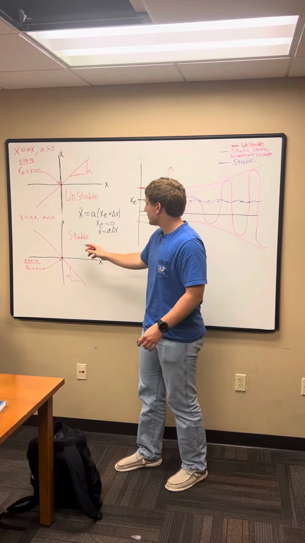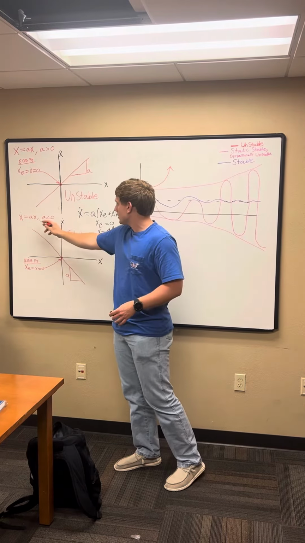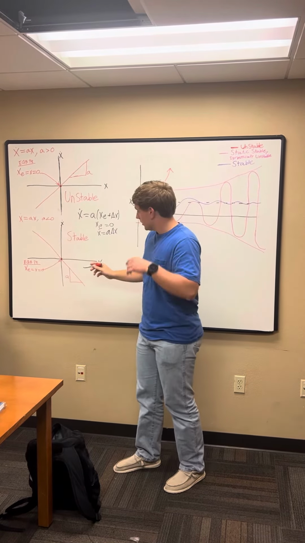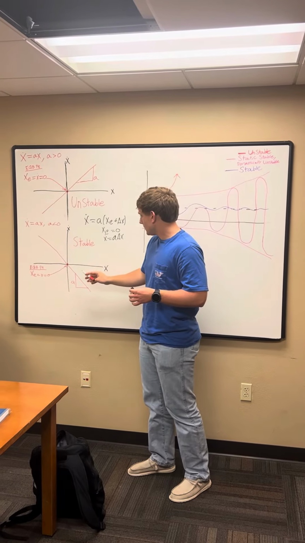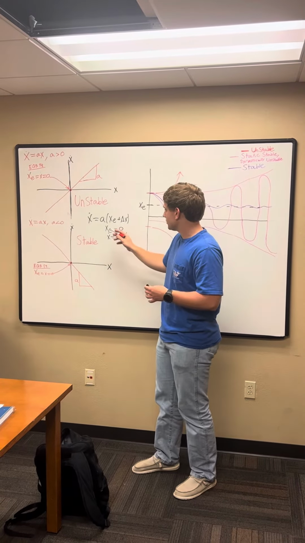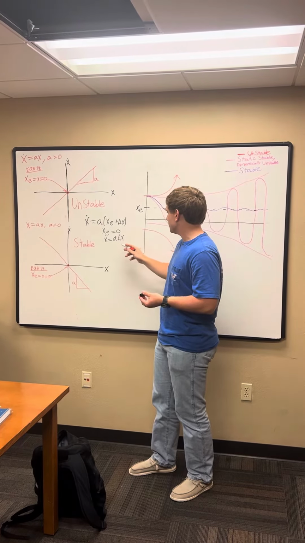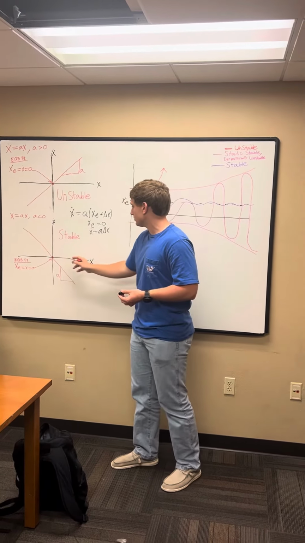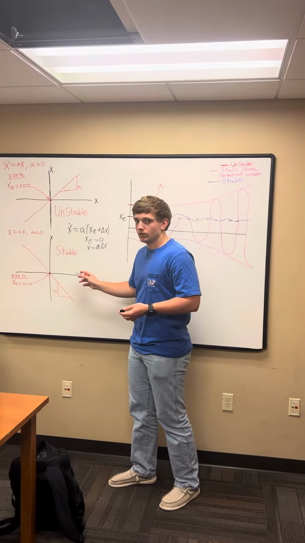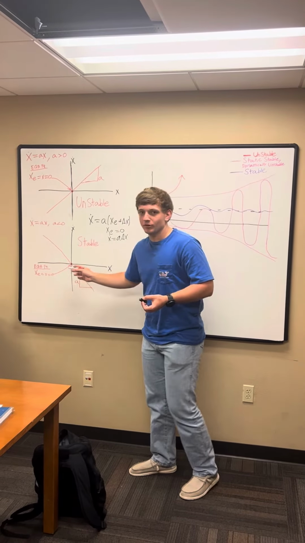Here, our stable graph is different. Here a is negative, and this chart uses the same equation to show it's stable. In this case, since a is negative, if you give delta x a positive push this way, the line is going to want to go back and stay at this equilibrium point.